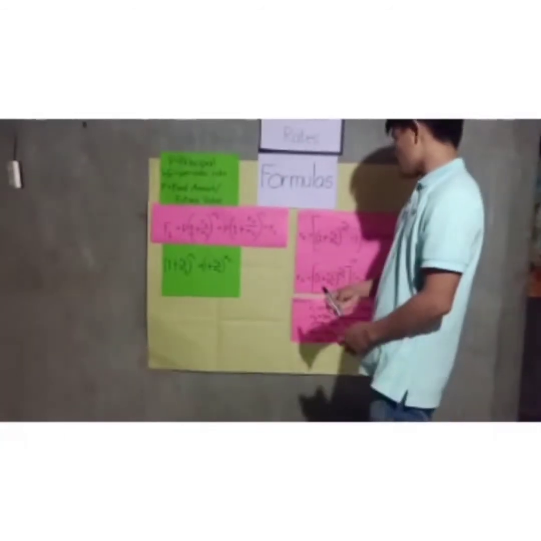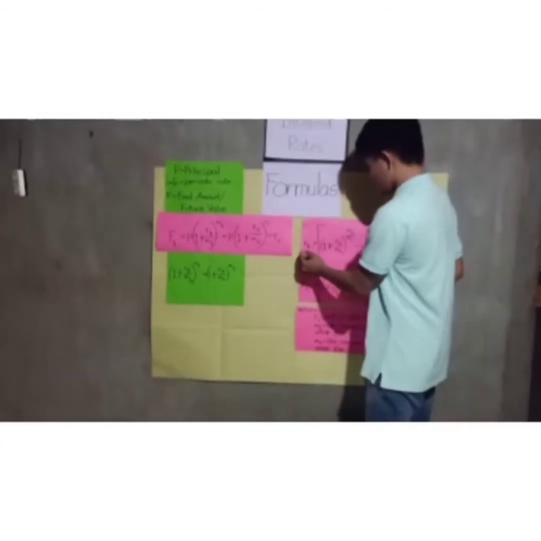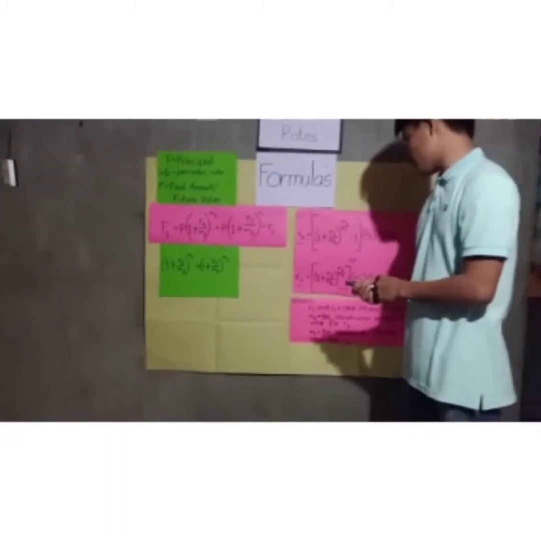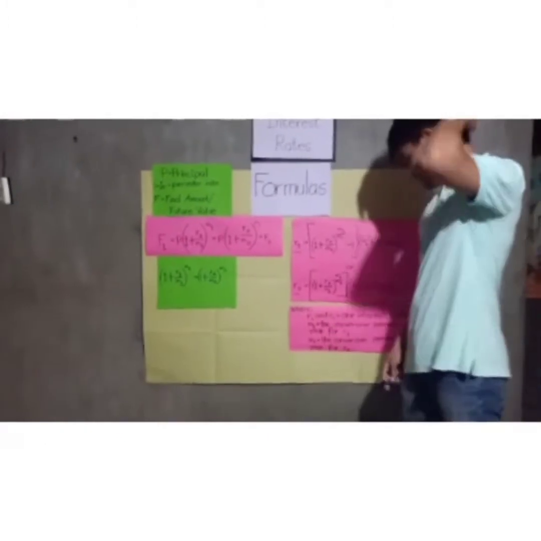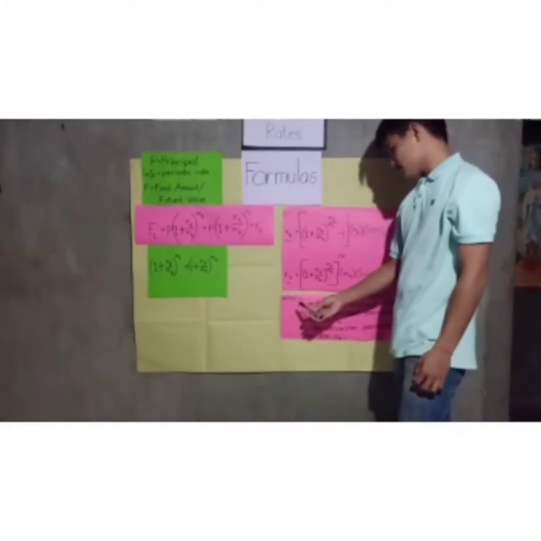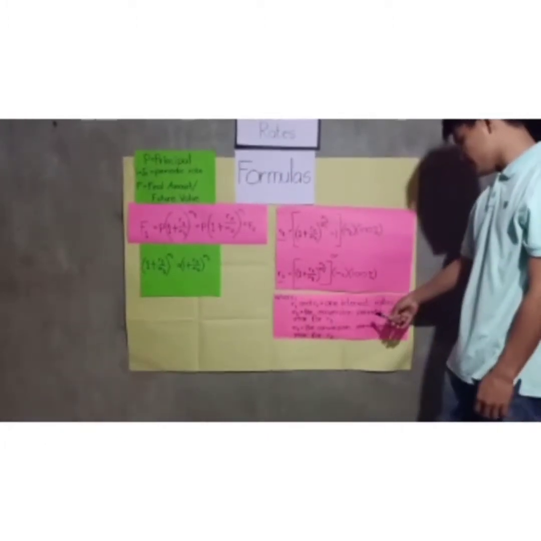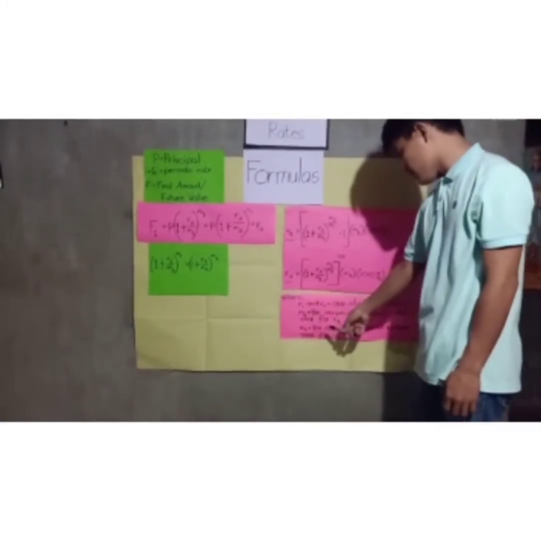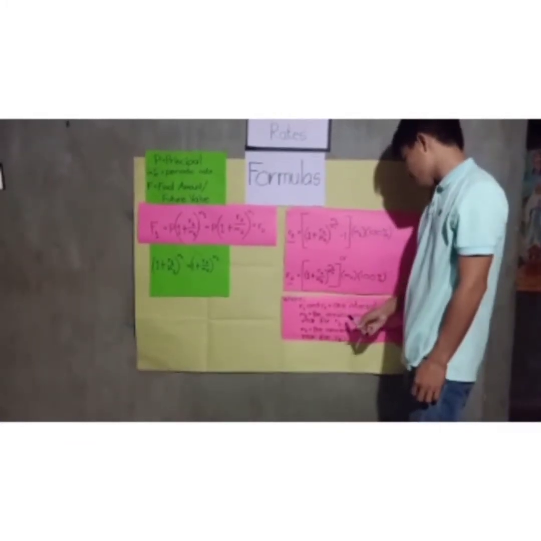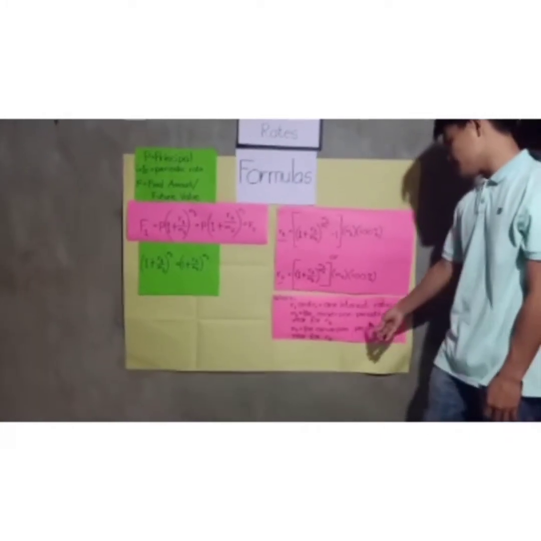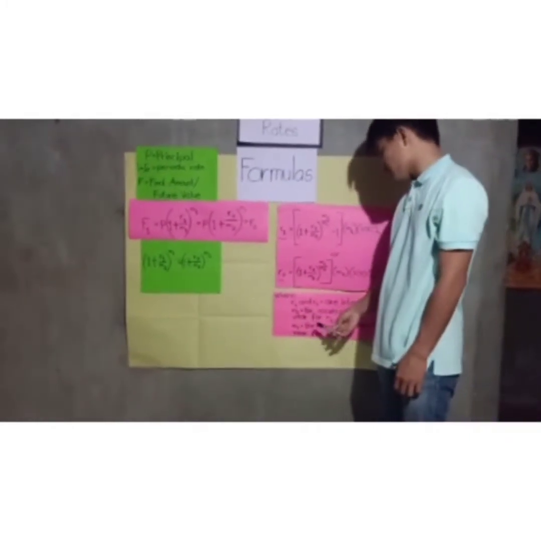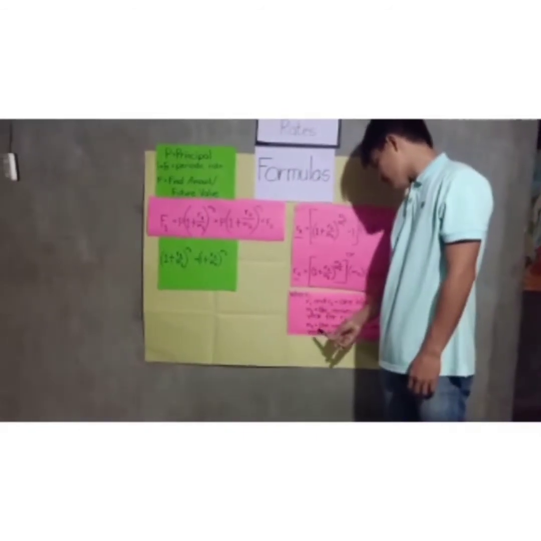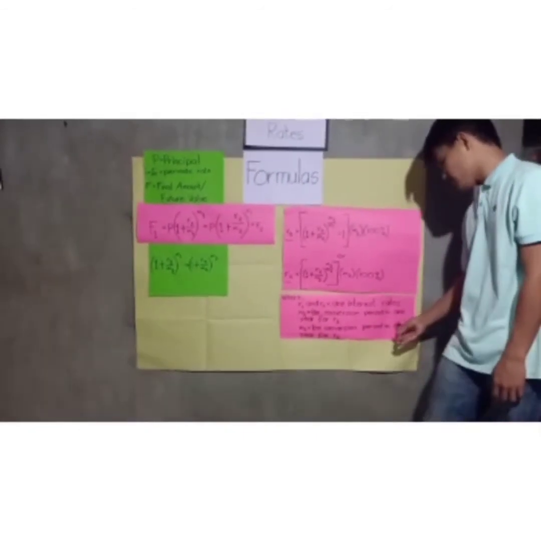You can use this in getting R sub 2 in effective rate and nominal rate, where R sub 1 and R sub 2 are the interest rates. M sub 1 is the conversion period in 1 year for R sub 1. Then M sub 2 is the conversion period in 1 year for R sub 2.